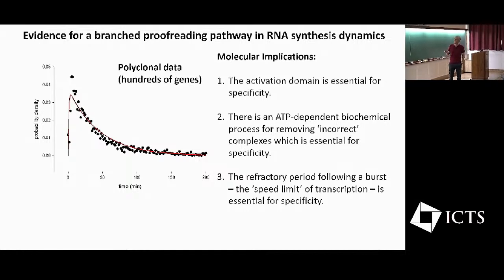And then finally, there is a refractory period following a burst. And this is the speed limit for transcription. In other words, you can't burst faster than this because such a gene wouldn't have kinetic proofreading. And this speed limit is reflective of this specificity need.